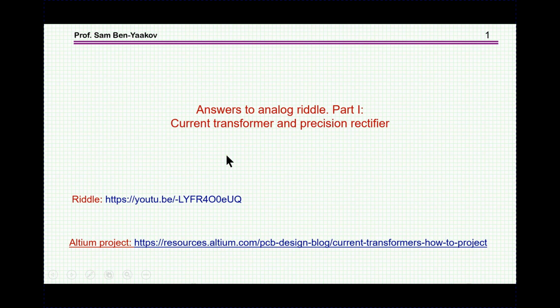Hi, I'm Ben-Yaakov. This presentation is entitled Answers to Analog Riddle Part 1, Current Transformer and Precision Rectifier.